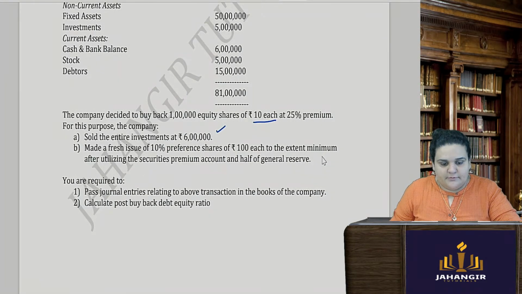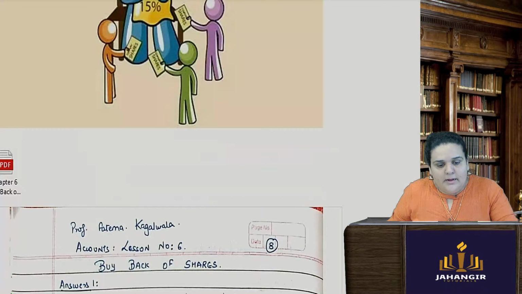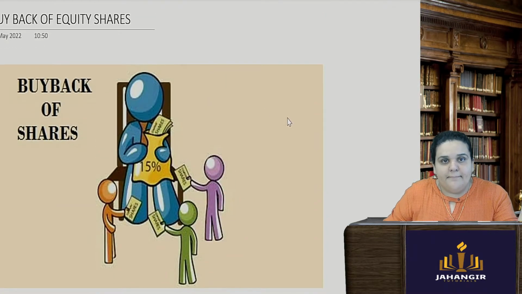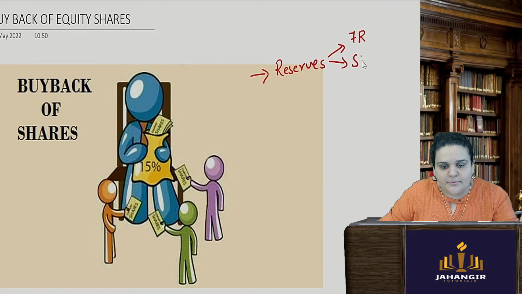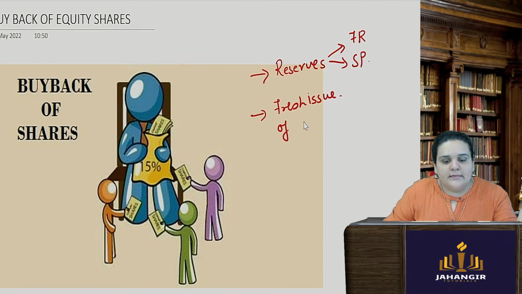of the general reserve. Now, understand one thing, whenever the buyback is there, see there are two options. Either you use your reserves. Okay. Generally, we use our free reserves. For buyback, we can also use the securities premium account. Okay. Or make a fresh issue of other class of shares. Fresh issue of some other class of shares.